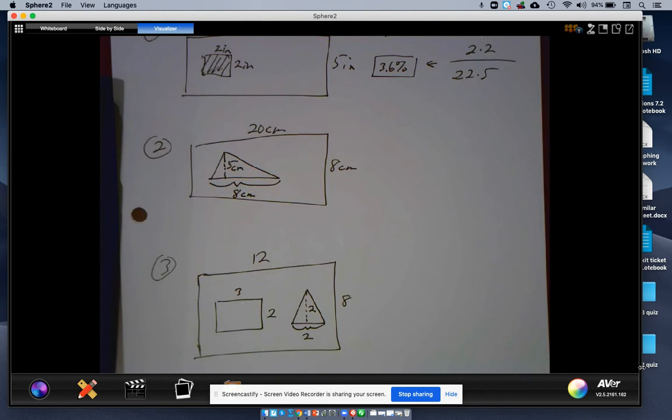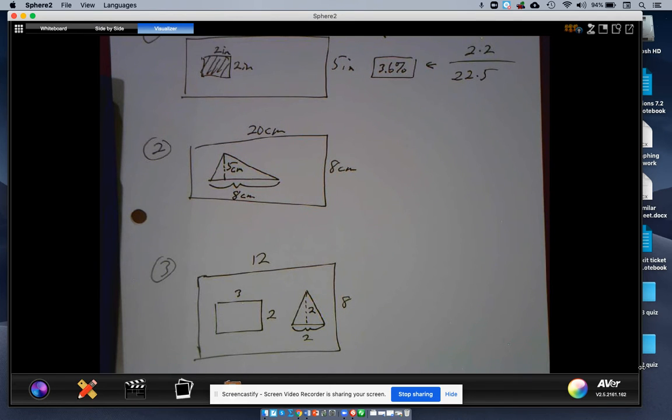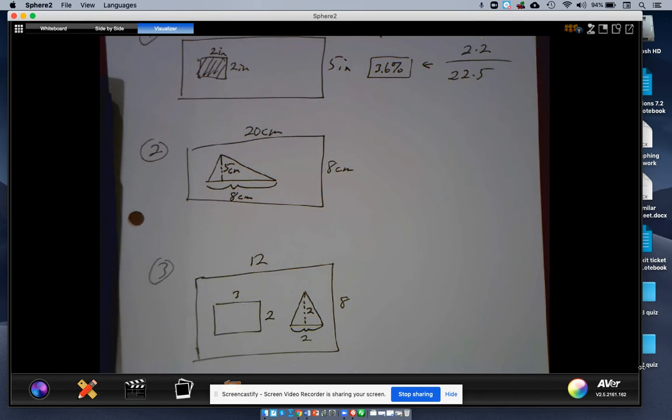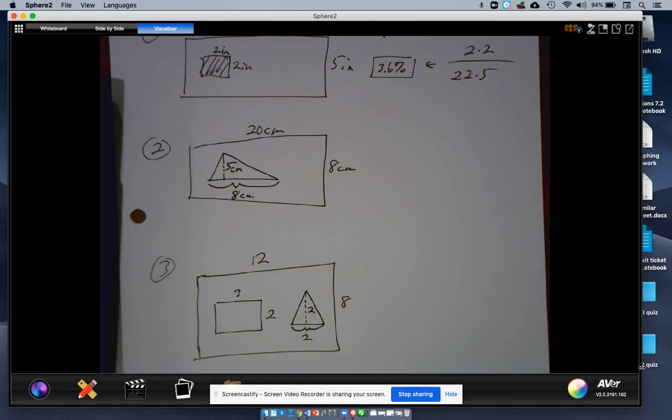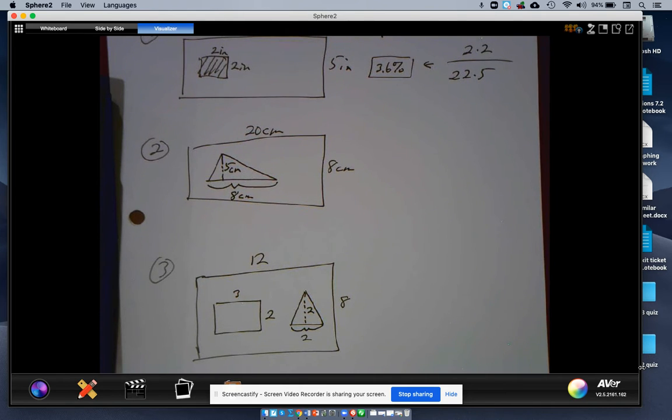Let's try another one. And by the way, you really only need 2 formulas. First formula is length times width, which works for any square or rectangle. And then you need to know the formula for the area of a triangle, which is base times height. We have to divide it by 2. I'll do one right now for you.